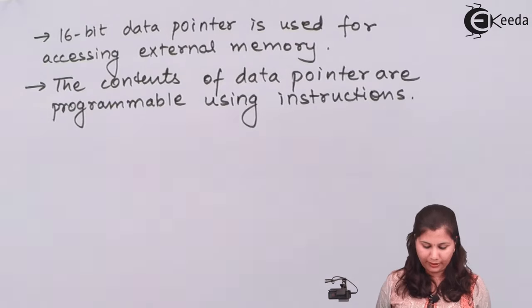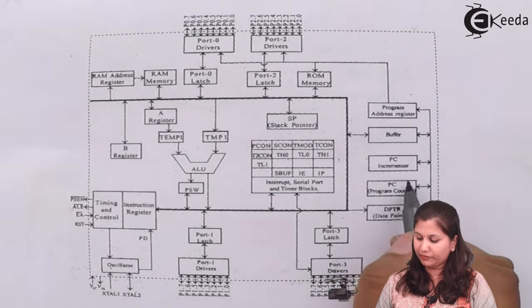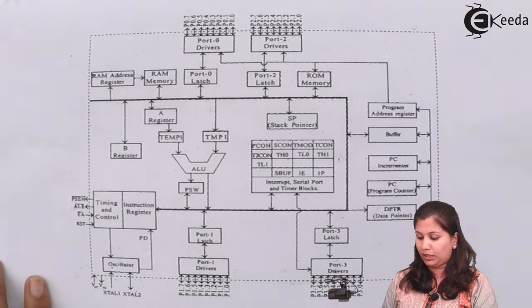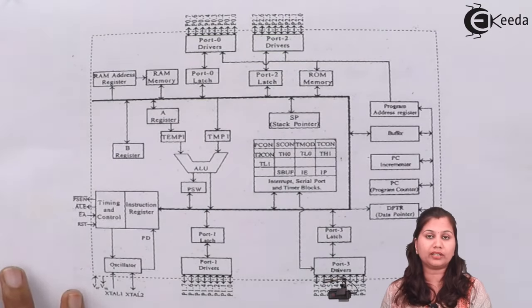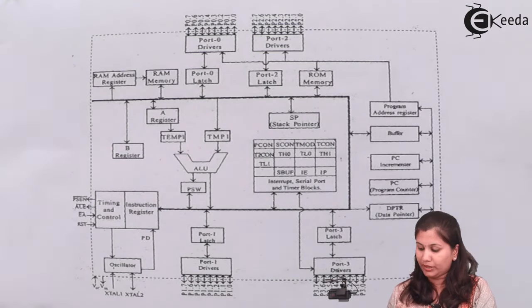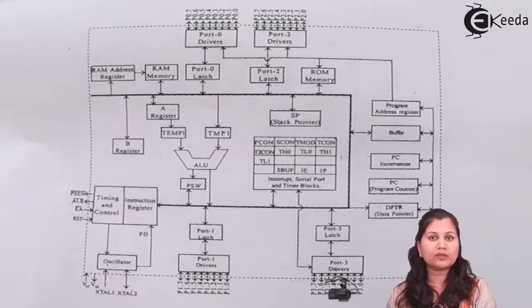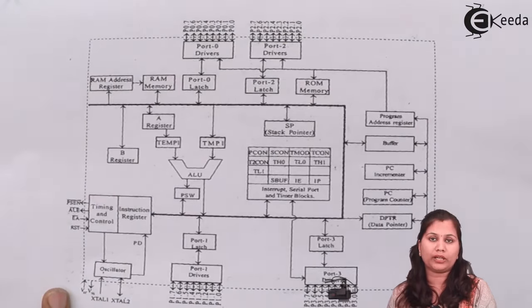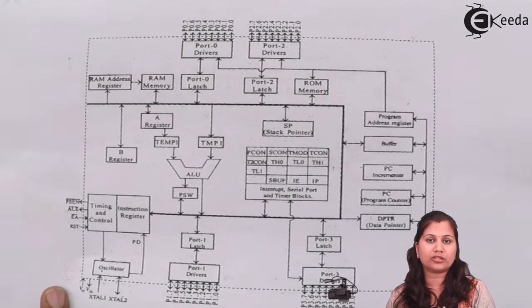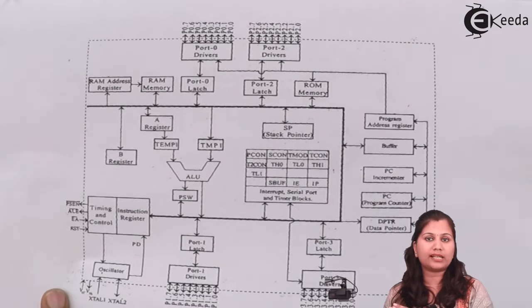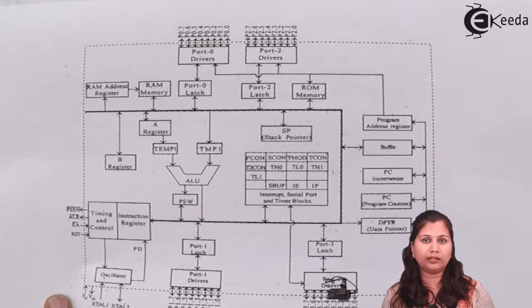Next block we have in the block diagram is the program counter. Here we had the data pointer, and above it we have the program counter. The function of this program counter is to store the address of where the next instruction is written. It is a 16-bit register, so it will hold a 16-bit address, and that address will be the address of the memory location where the next instruction is written. So when the microcontroller is executing instructions, it will get to know where the next instruction is written, so that the sequence of execution of the program will be continued.